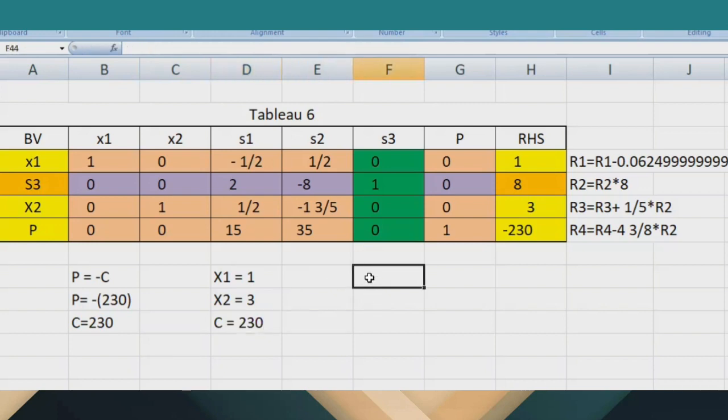Then, S sub 1 is equal to 0. S sub 2 is equal to 0. Then, S sub 3, yung katapat niya is equal to 8. Final answer. Thus, the optimal solution is 1, 3. Minimize the cost at 230.